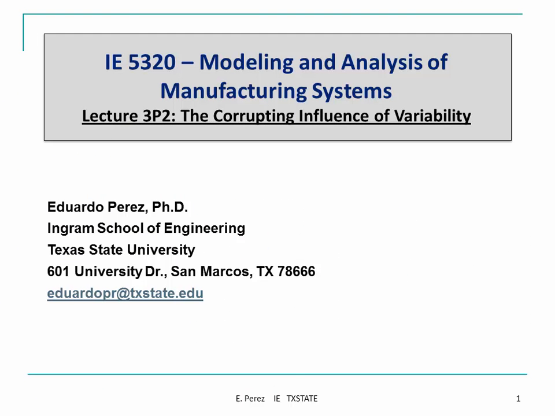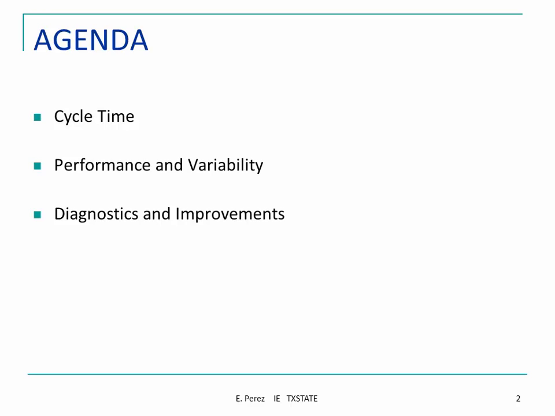Okay, so this is a continuation of the topic that we were discussing on correcting influence of variability. And today we're going to be focusing on three different things: the cycle time, performance and variability, and the diagnostics and improvement. So we're going to close this topic by looking at some of the expressions that we define.